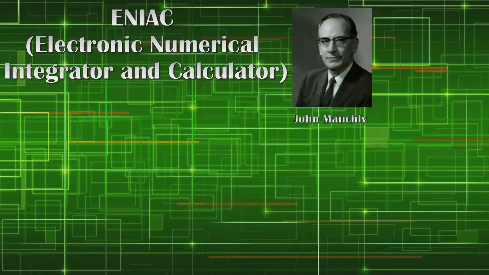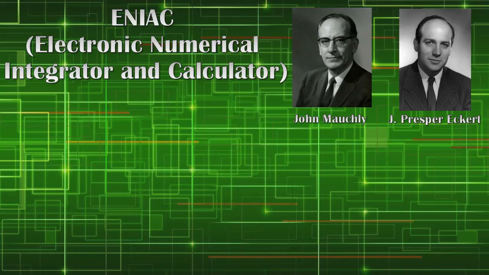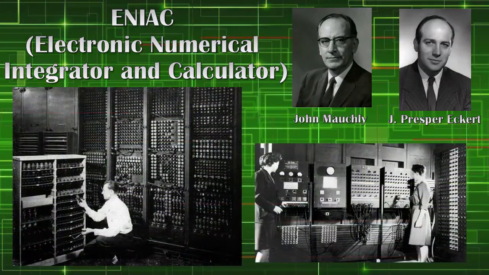ENIAC, or we can say Electronic Numerical Integrator and Calculator, was the first fully functional electronic digital computer that was designed by John Mauchly and J. Presper Eckert. It was larger and more flexible than earlier computers.